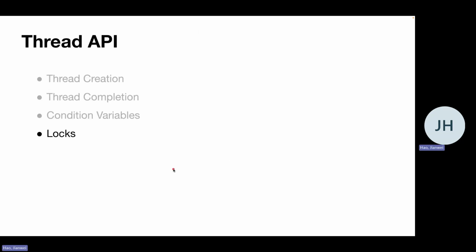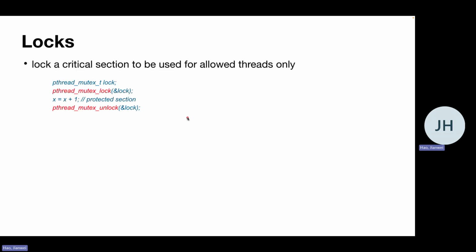So the last part of the thread API is locks. Locks are used to lock a critical section, which means a data area, so that it is used by allowed threads only. First initialize the lock, then acquire the lock, and then do some operations on the protected section or the data, for example, the X here. And then after the operation is finished, we unlock.